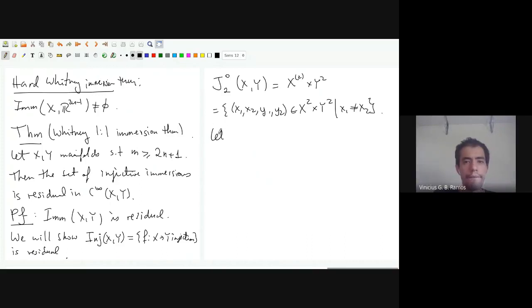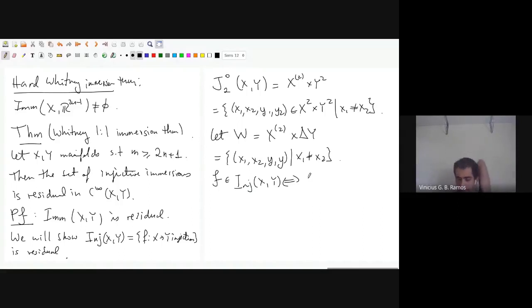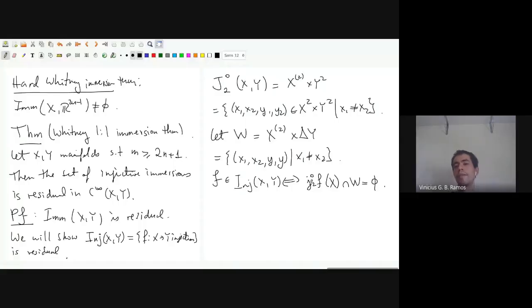Now we can consider a submanifold W, which is X2 times the diagonal of Y. So this is the set of points x1, x2, y, y, such that x1 is different from x2. And then it's easy to see, this is what I was trying to explain at the beginning of the class, that a function is injective if and only if its zeroth jet of order 2 does not intersect W. Its zeroth jet of order 2 will just take x1, the image of x1 and the image of x2. So being injective means that there won't be points x1, x2 that go to the same image. Is this condition clear? I think this should be clear for everyone. Otherwise, I can explain it again.